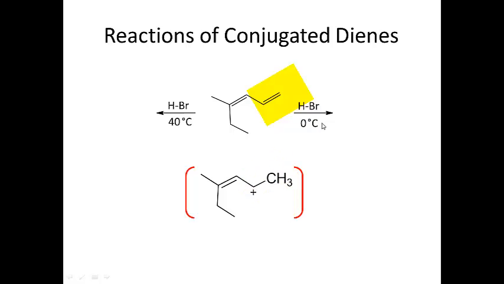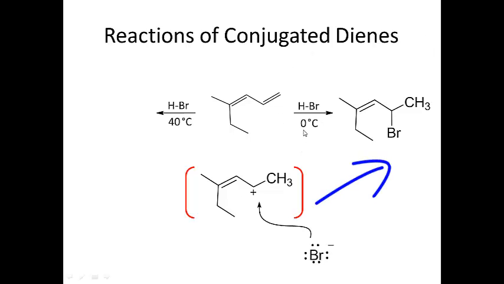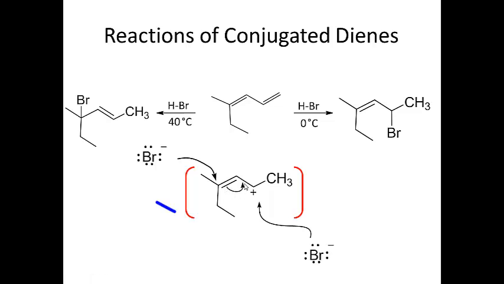Now, at low temperatures, what would the product be? Low temperatures favor the 1,2 product. So at low temperature, bromine comes in, attacks at the plus charge directly, and then I get the 1,2 product. That's at 0 degrees Celsius. At 40 degrees Celsius, which is a higher temperature, I will get a different product. Bromine comes in, attacks at the 4 carbon here and shifts the double bond over. And so I get this as a product where bromine has done 1,4 addition.